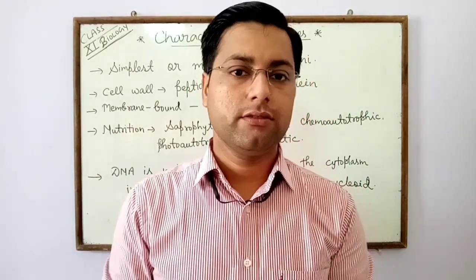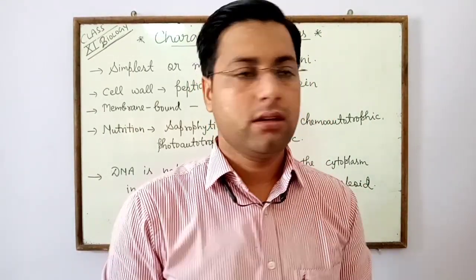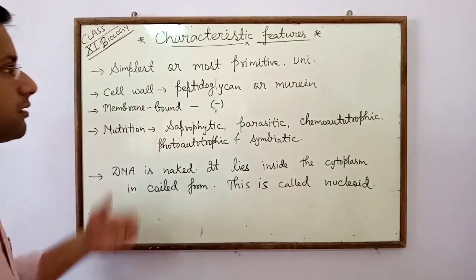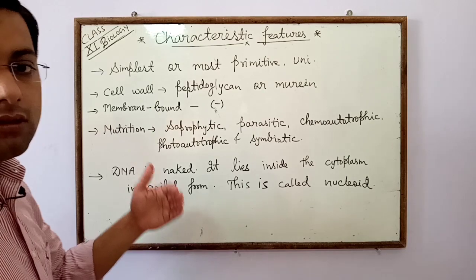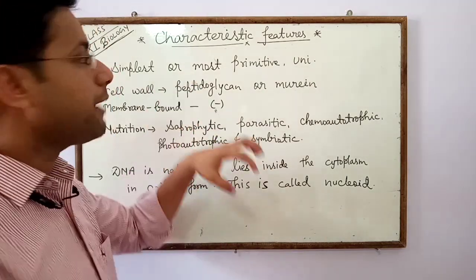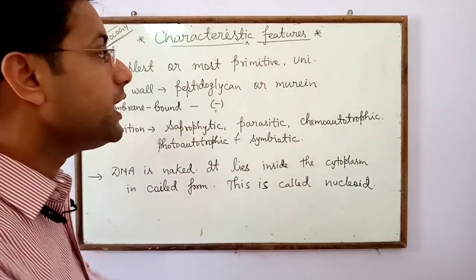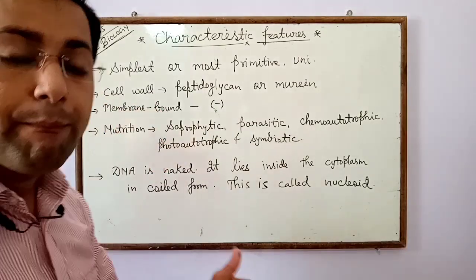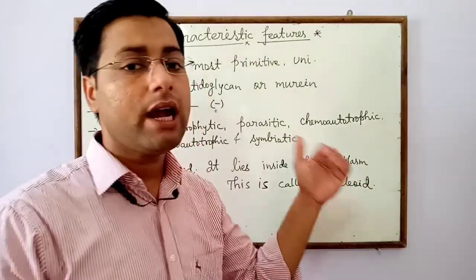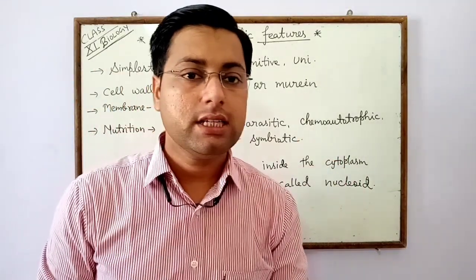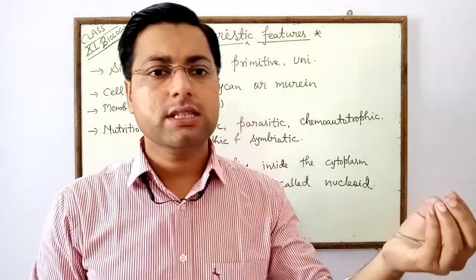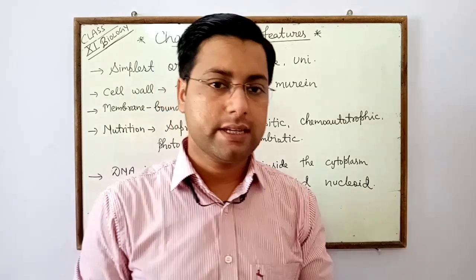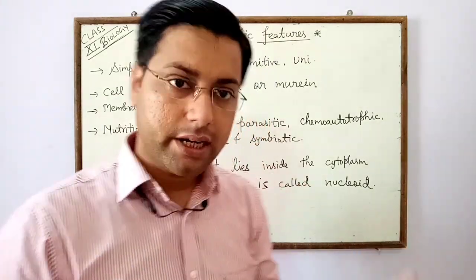In case of characteristic features, the first point is that all the simplest or most primitive unicellular organisms are kept under Monera. So Monera includes all the simplest and most primitive and unicellular organisms in which the nucleus is not well developed, the nucleus is in a primitive stage. Primitive means not well developed.